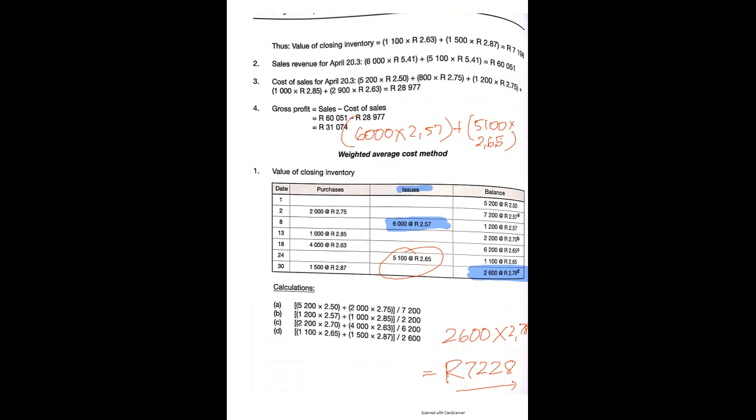That will give you a cost of sales of 28,935. And the last question, your gross profit, is your sales less your cost of sales. So 60,051 minus the 28,935, and that's 31,116. Okay, so that's your weighted average method under the perpetual inventory system.